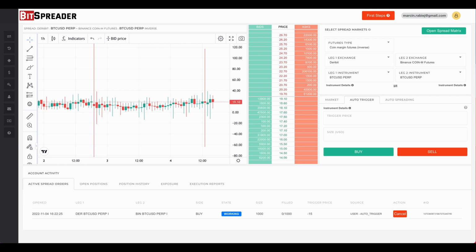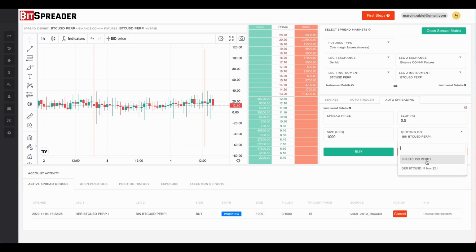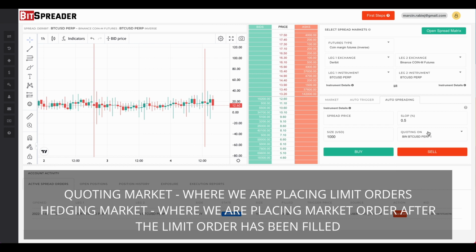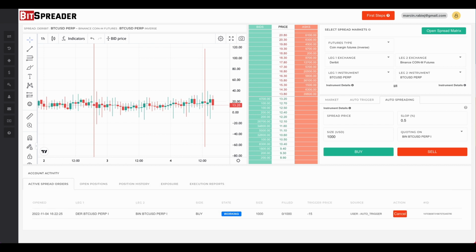As the alternative scenario, let's consider executing this arbitrage trade with the auto spreading order. BitSpreader executes auto spreading orders with the use of 1 market order and 1 limit order. First, we choose on which market BitSpreader will be placing the limit orders, the quoting market, and on which BitSpreader will be placing market orders, the hedging market. BitSpreader puts a limit order on the quoting market with the price that is computed as the price on the hedging market plus the provided spread price. Every time the hedging price moves, BitSpreader updates the limit order. When the limit order is filled, BitSpreader instantly hedges by executing the opposite market order on the hedging market.